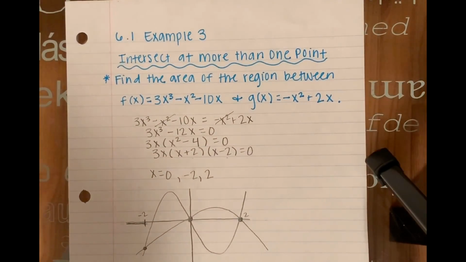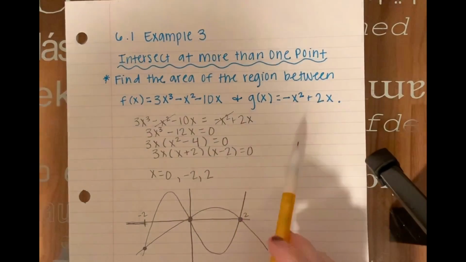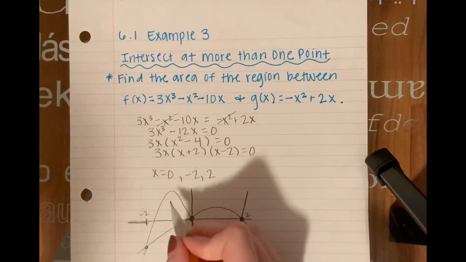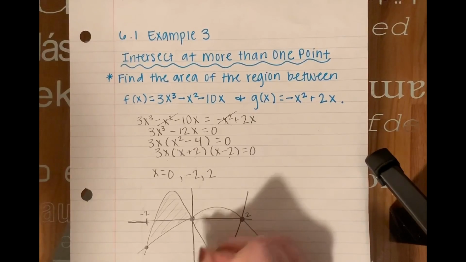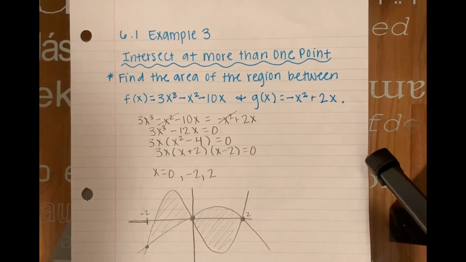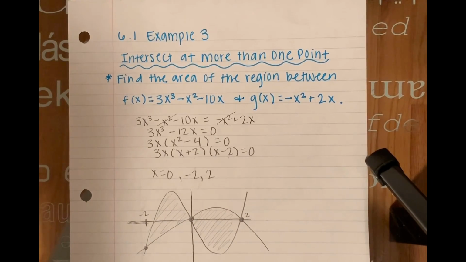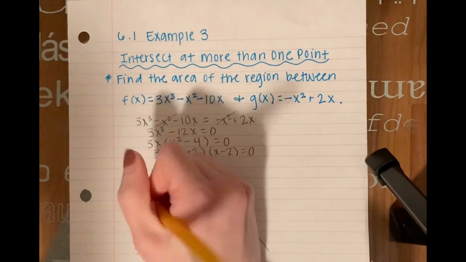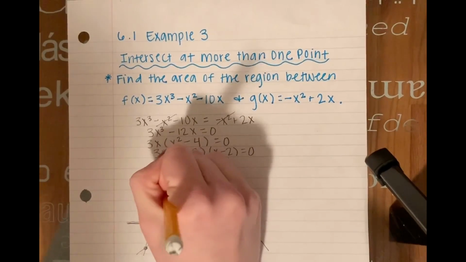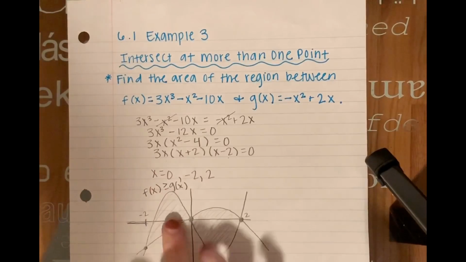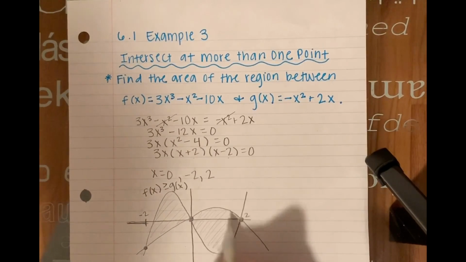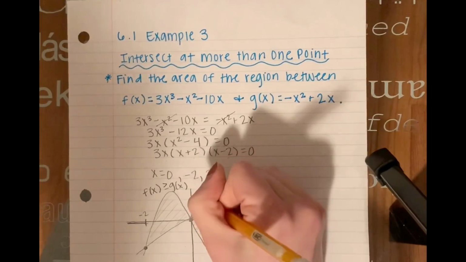So here's what's different about this problem. The area of the region between them, well, there's actually 2 regions between them. We've got this region and this region. f of x and g of x kind of switch places. Look at this interval right here. From negative 2 to 0, which function is above the other one? Well, f of x is greater than or equal to g of x on this interval. But over here, g of x is above f of x for all the points on this interval.